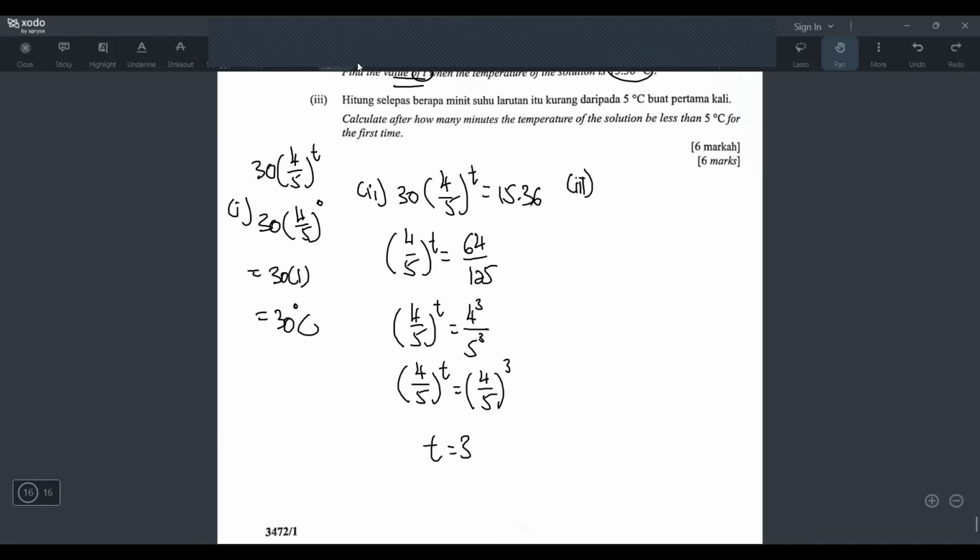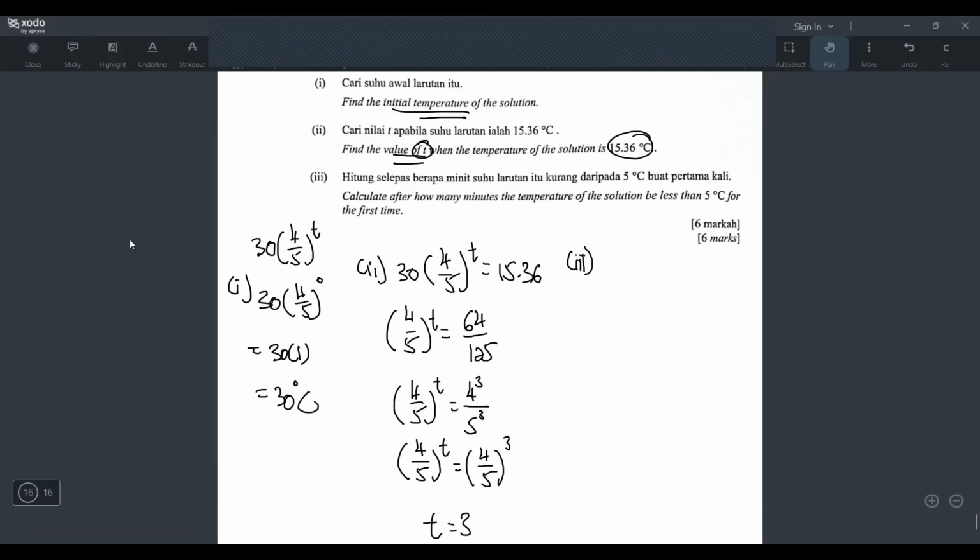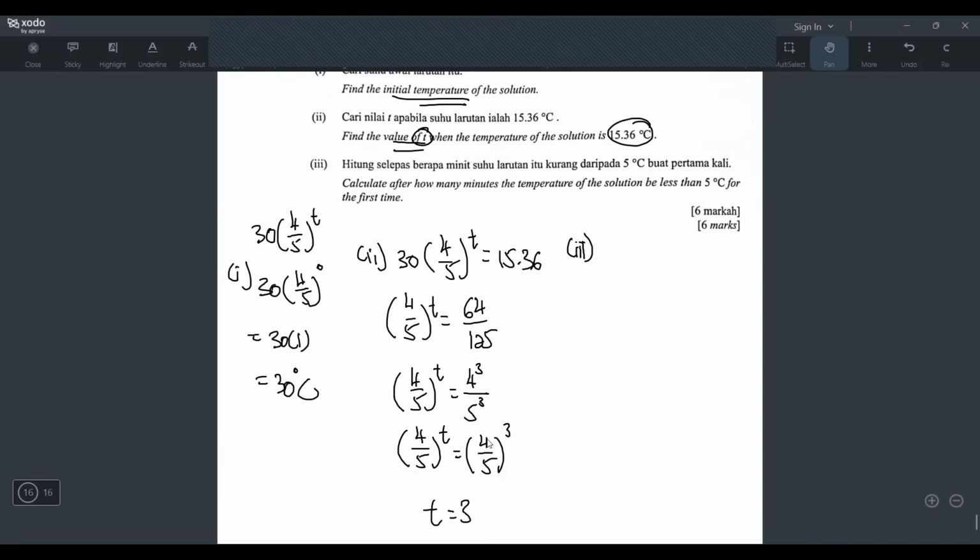Okay. But if you add log on both sides, you will press log of this one, divide by log of this one. It means it will be log of 64 over 125 divided by log of 4 over 5. Then you can find T. But believe me, you will get 3 also, right? But the correct way here is to not add log actually, because if you can change to the same base, and your answer will be a nice answer, then you will not add log. Okay. Let's do the last question.